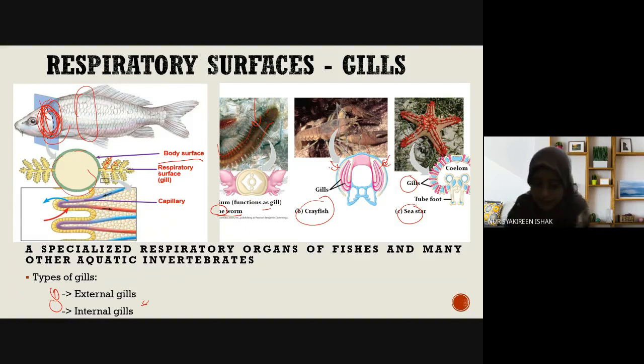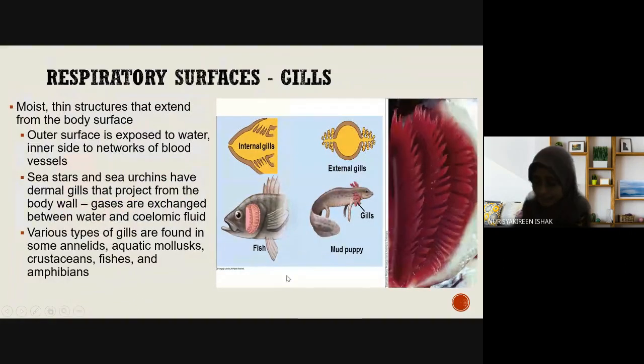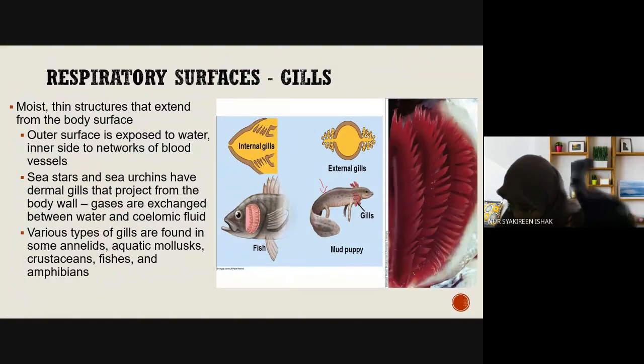Okay, so external gills, they have some disadvantage where they are more fragile. Okay, so they are exposed to the surroundings, they are more fragile. Okay, so as you can see here, yang ini is an axolotl. Okay, axolotl. Dia macam salamander tapi dia aquatic kat sini. So kalau kat sini awak tengok, they have external gills. For fish, they have internal gills.